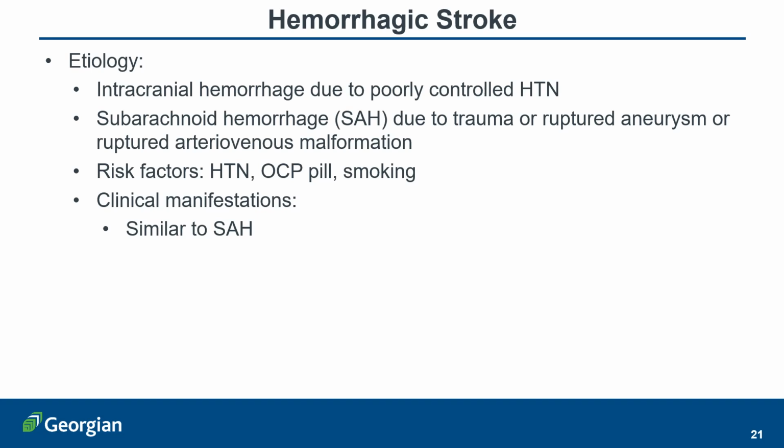The clinical manifestations for a hemorrhagic stroke are very similar to that of a subarachnoid hemorrhage, so we're not going to go through it. In fact, a subarachnoid hemorrhage is a form of a hemorrhagic stroke. Half of all hemorrhagic strokes are subarachnoid hemorrhage, with the remainder being intracranial hemorrhage into another part of the brain, not the subarachnoid space. But regardless of whether it's hemorrhage into the subarachnoid space or hemorrhage into the remaining brain parenchyma, the clinical manifestations are very similar. I'll ask you to refer to the slides on the clinical manifestations of the subarachnoid hemorrhage.